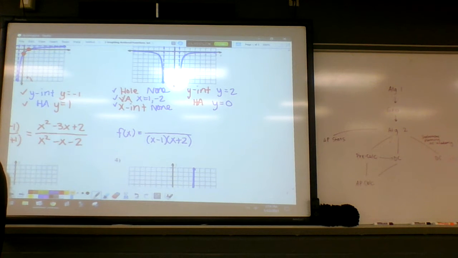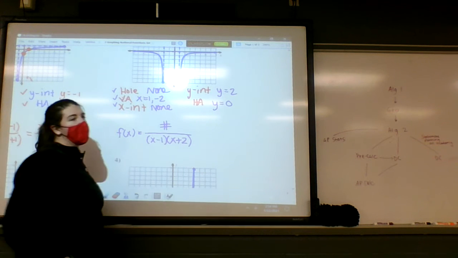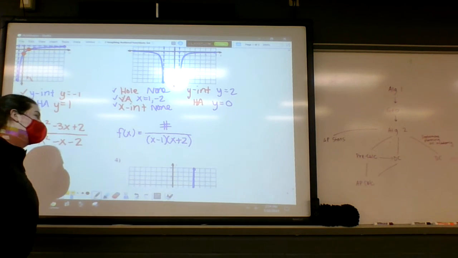There's a number, right? Just a number. And the number doesn't even have an x in it. It can't have an x, because if there's an x, then there would be an x-intercept or a hole, right? So it's literally just a number. When you know the number, do not tell me until I ask for it, okay? But there is just a number showing in the top. We don't know what number, but a number.